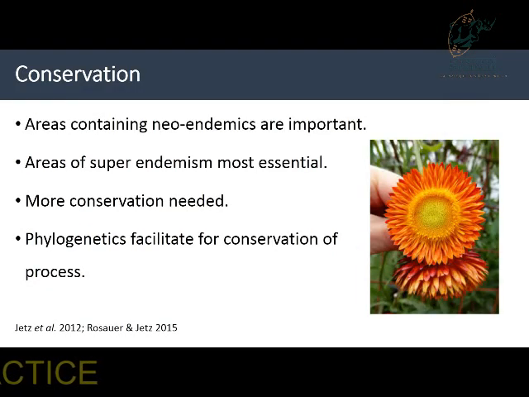So in the context of conservation, areas containing neo-endemics are very important because these are areas of speciation, while areas of super-endemism are most essential because they are areas of speciation as well as being refugia for species. There is more conservation needed in many of the areas that I looked at in the region, and phylogenetics facilitates conservation of the process behind the pattern, as well as offering more information on the biodiversity of the area.